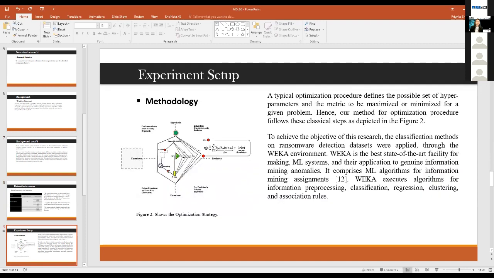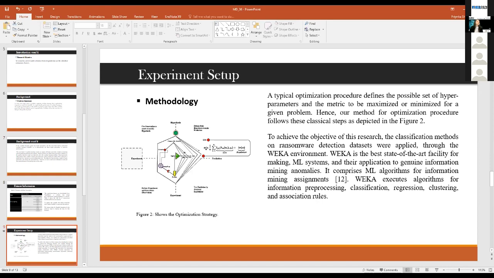Moving on to our methodology, or rather the experimental setup. Figure 2 shows the optimization strategy that we utilized. A typical optimization procedure defines the possible set of hyperparameters and the metrics to be maximized or minimized for a given problem. Therefore, our optimization procedure follows these classical steps as depicted in figure 2. And we have utilized the Weka tool.